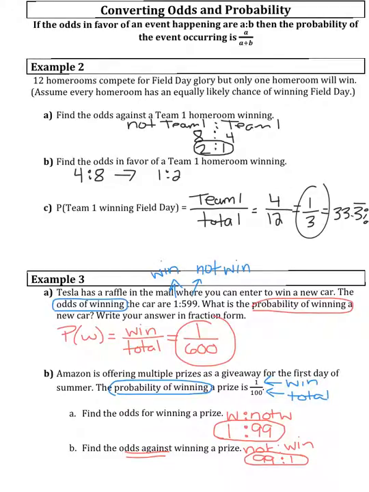Just take these problems slow, label what they give you, take a second to think, is this win, not win, or total? For each problem, that will help you, and these should be easy problems that you're getting right, but I see a lot of students make mistakes when they just try to rush right into it. So take your time on them, practice, and ask your teacher if you have any questions.